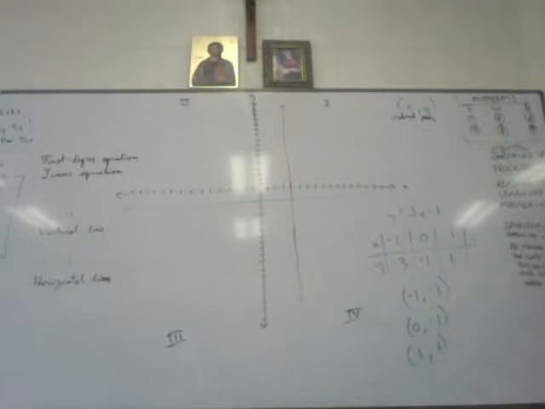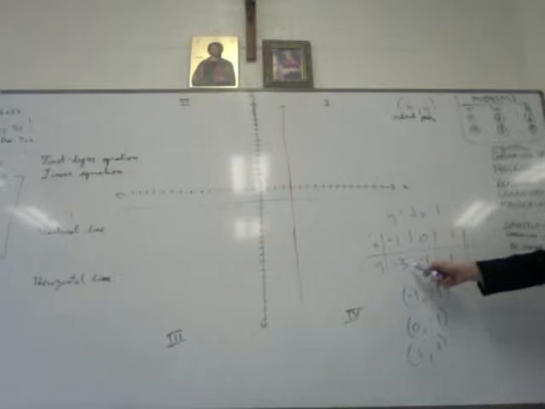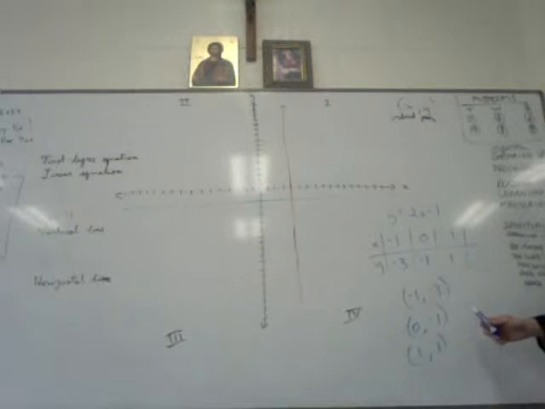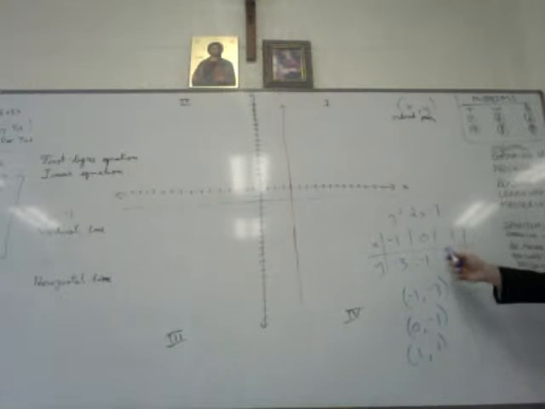We're going to graph. Please pay attention. We have these 3 ordered pairs, these 3 points that we can now graph here: negative 1 comma negative 3, 0 comma negative 1, and 1 comma 1. Do you see where I got this information from here?